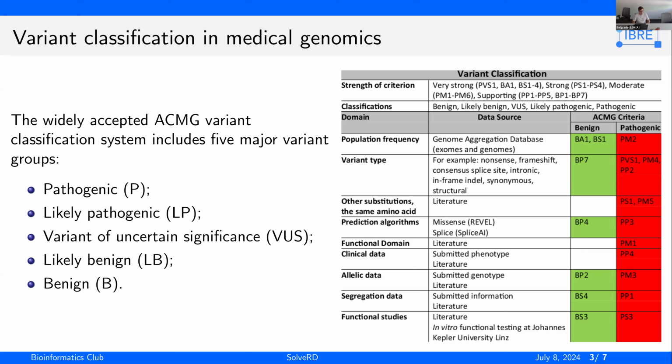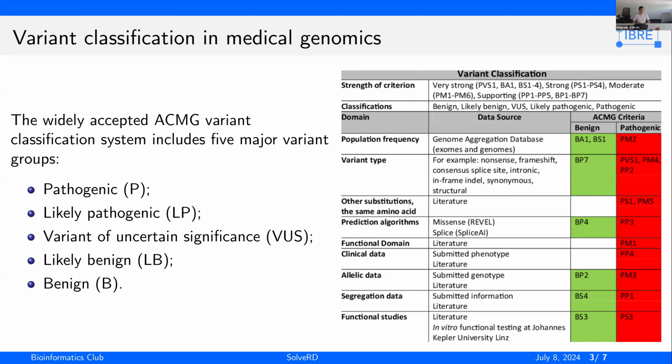There is one very strong criterion, which corresponds to the loss of function of a gene for which loss of function is a known and well-characterized disease mechanism. This criterion is applied to variants which cause premature stop codons in the coding sequence, or frameshift variants, or splice site variants. These are the three usually considered good candidates for this PVS1 criterion, which is the strongest one, and has been quite extensively extended by different groups.